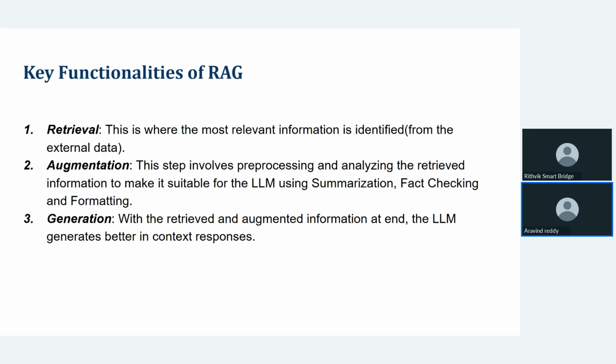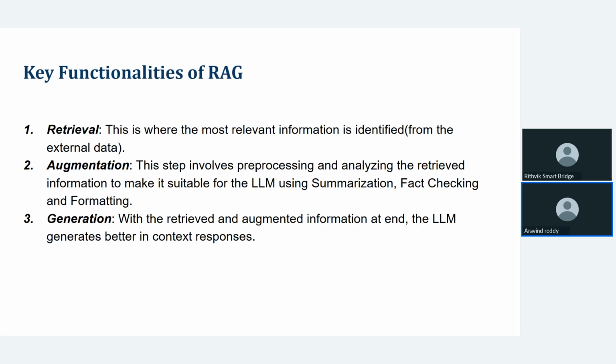Augmentation, this step involves pre-processing and analyzing the retrieved information to make it suitable for the LLM, using summarization, fact checking, and formatting. Augmentation is like a cleaner. For example, you give something in an unsorted format, like a puzzle. What this person will do is arrange the puzzle in the right format. If you gave a puzzle to a friend or any unknown person, they would try to arrange it in the right format, which helps you get the information from the puzzle, right?